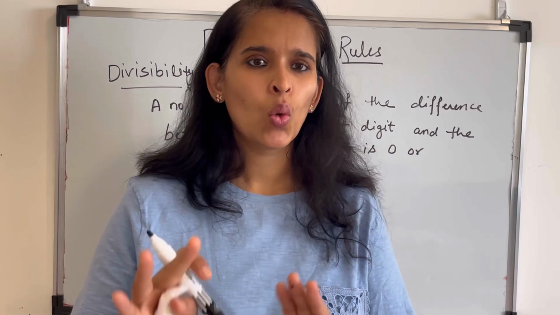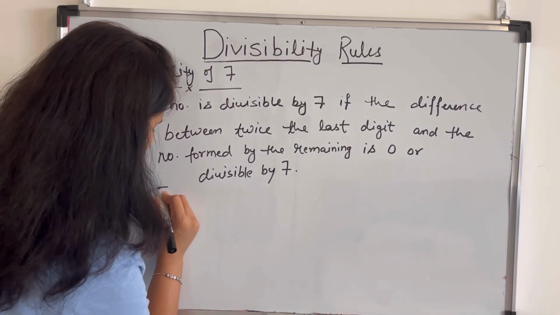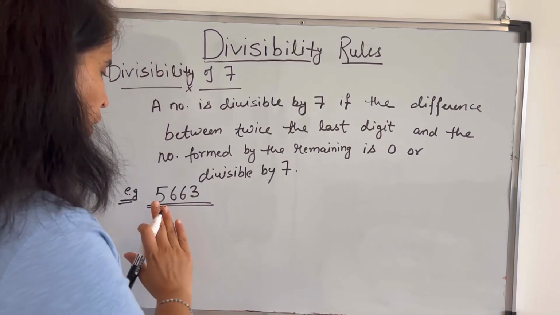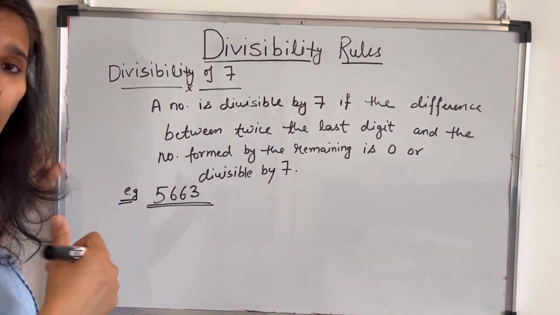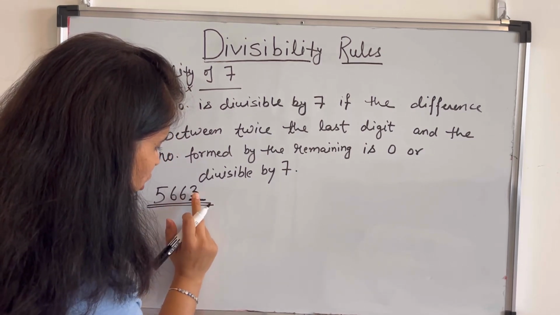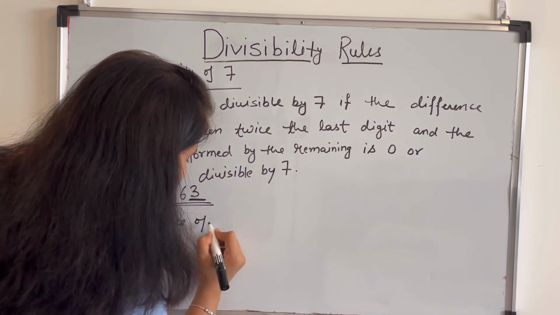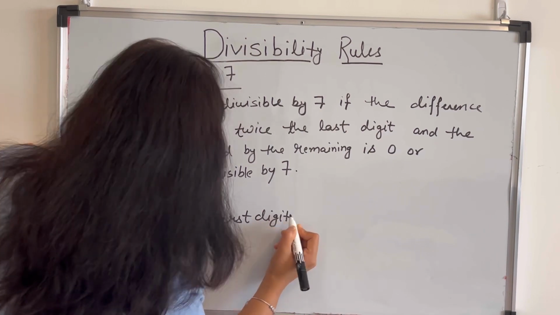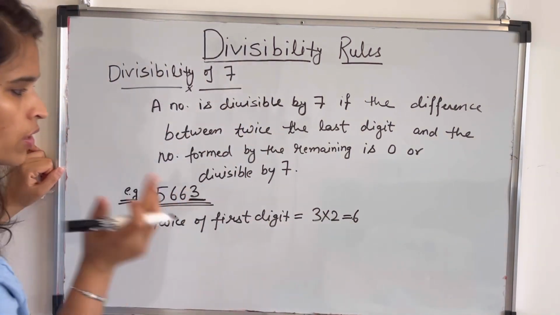Let us understand through one example. Here I am taking this number 5663. I need to check whether this number is divisible by 7 or not. So what will we do first? We'll check the last digit. This is my last digit. What we need to do? Twice the last digit. Twice of the last digit, it is 3 into 2, which is 6.